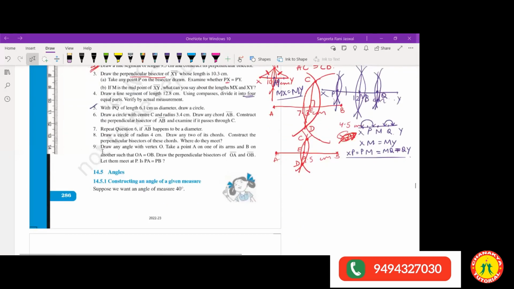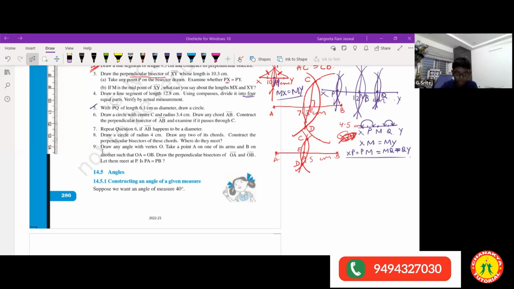Now see question number 9. Okay, Sritej, you read question number 9. Draw an angle with vertex O. Take a point A on one of its arms and B on another such that OA is equal to OB. Draw the perpendicular bisectors of OA and OB. Let them meet at P. Is PA equal to PB?